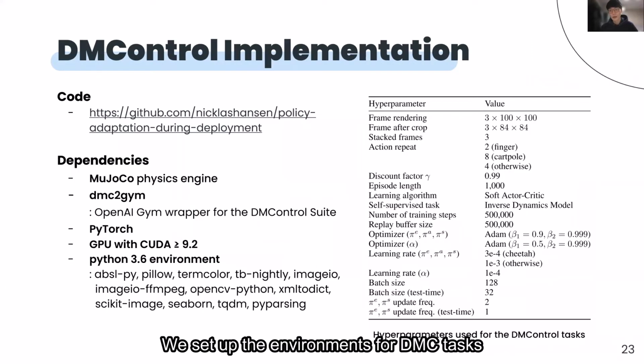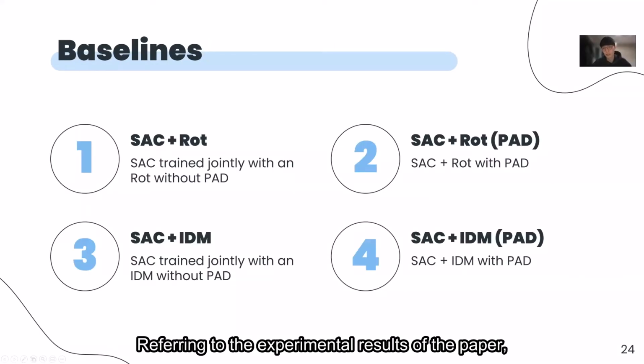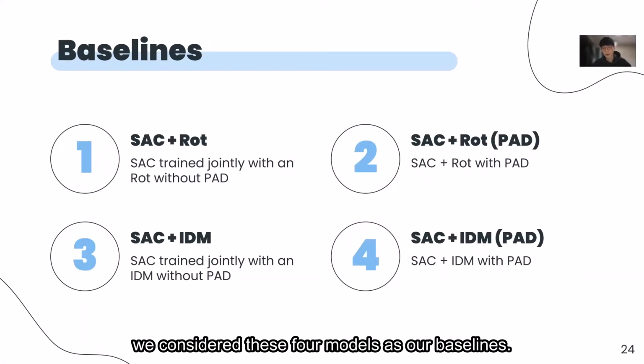We set up the environments for the DMC tasks by referring to the original paper's code and replicated the experimental results with the hyperparameters used in the paper. Referring to the experimental results of the paper, we considered these 4 models as our baselines.